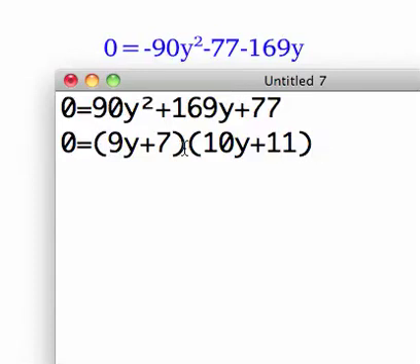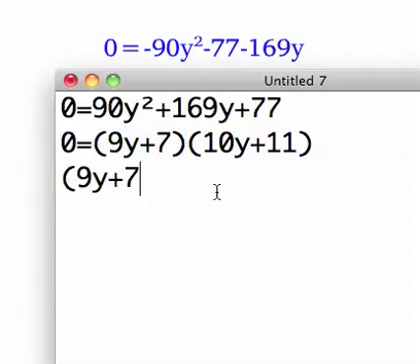So we set up our two equations. Now 0 is equal to 9y plus 7 times 10y plus 11. That means, if 0 is equal to a times b, that means either a is 0 or b is 0. Now, because these have variables inside, it means sometimes this is 0, and sometimes that is 0. So sometimes the 9y plus 7 is 0, and sometimes the 10y plus 11 is 0. So all we have to do is set these up accordingly.